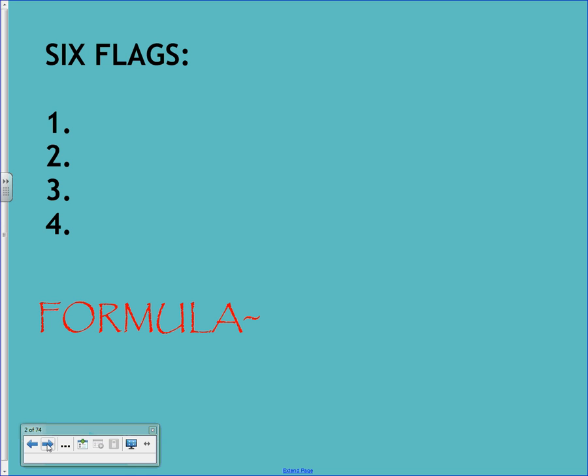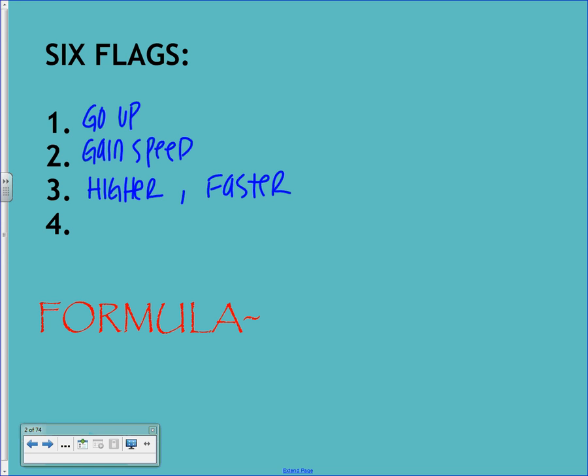What happens? Well, if you're going on the Raging Bull, a couple things happen, but the first thing you do on every single ride is you go up, okay? Every single ride climbs. Why do you go up first? Well, you want to gain speed, because the higher the roller coaster, the faster the ride, right? That should make sense.